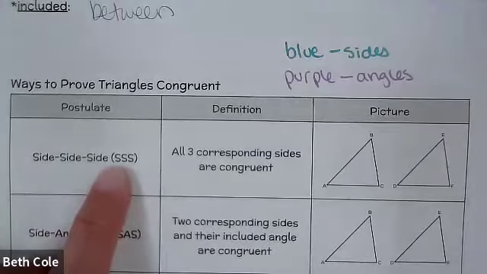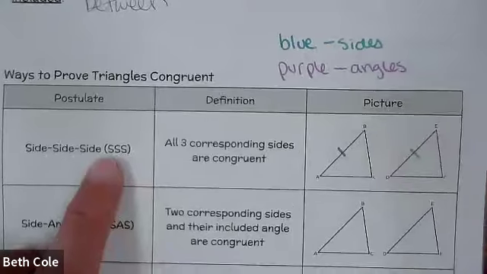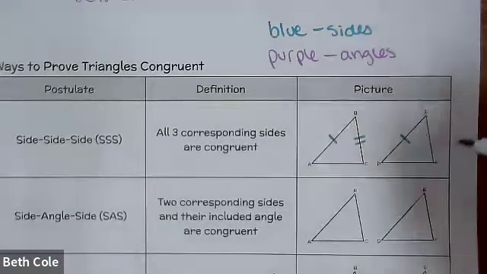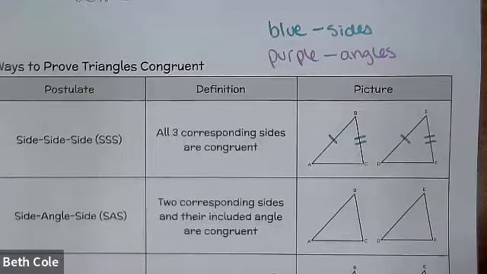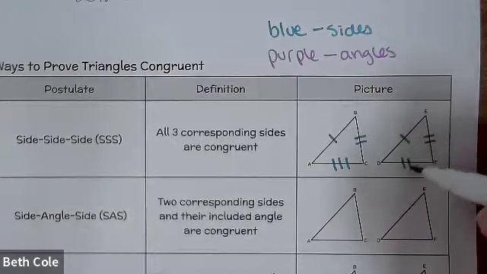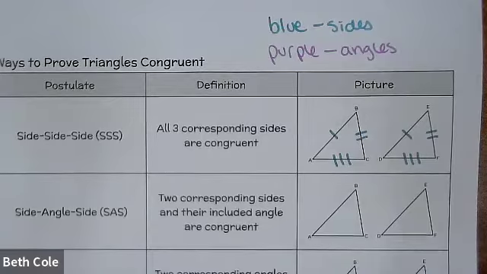It means all the sides are congruent. So watch. I'm going to say these 2 sides are congruent. We do that by putting the little tick mark in it. I'm going to say these 2 are congruent, so I put 2 little tick marks. And then I'm going to say these 2 are congruent, so I put 3 little tick marks. That is the easiest one. Just all the sides are the same.